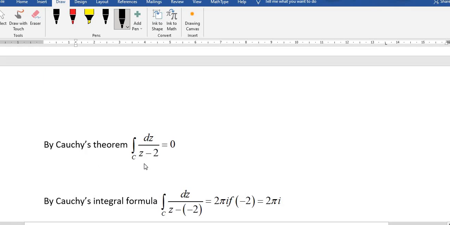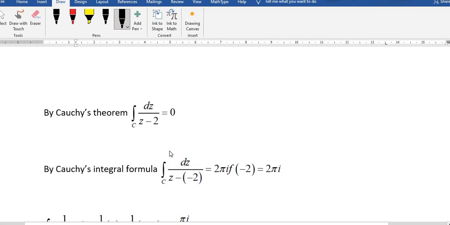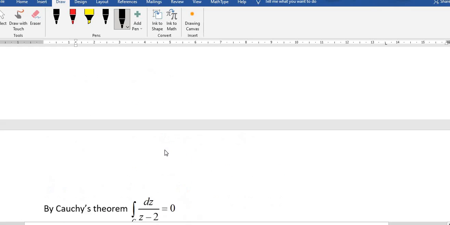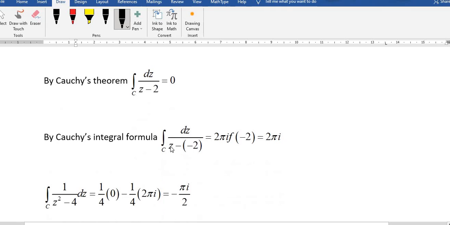By using Cauchy's theorem, the integration of 1 by z minus 2 dz is 0. By using Cauchy's integral formula, z plus 2 can be written as z minus of minus 2. So a is minus 2. So 2 pi i, and now I need the value of f of minus 2. From this we can easily say that f of z is 1. That means the numerator is 1. Whenever f of z is 1, f of minus 2 is also 1 only. So 2 pi i into 1 is 2 pi i.